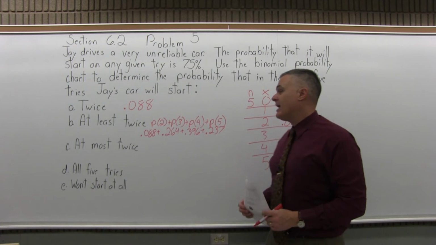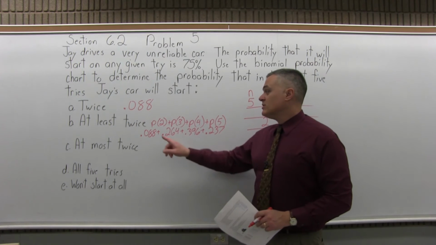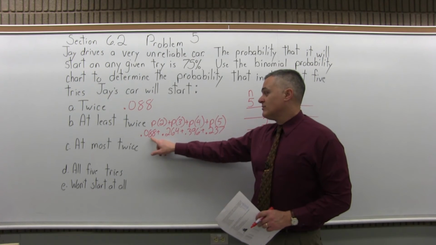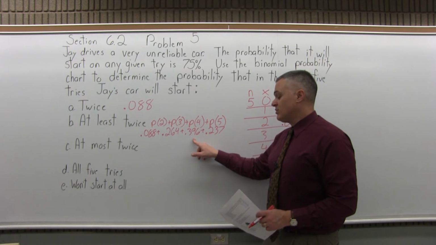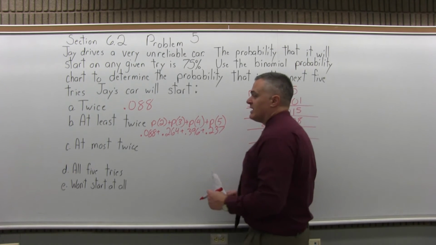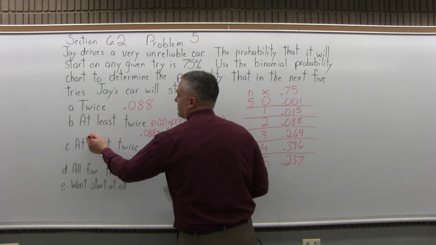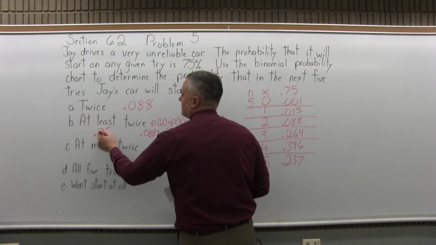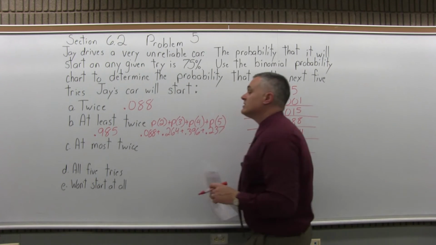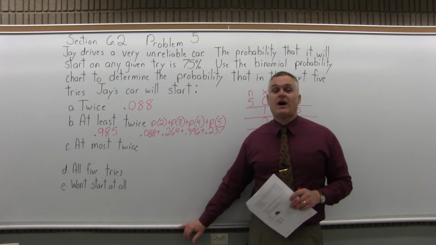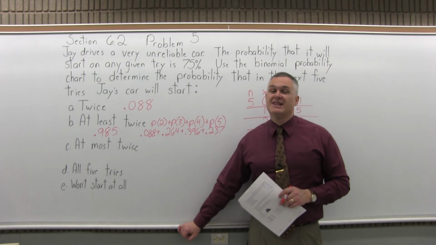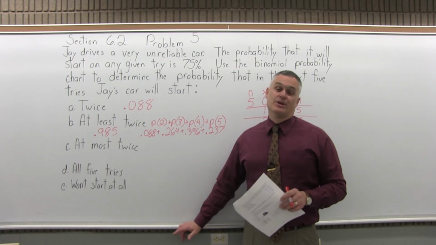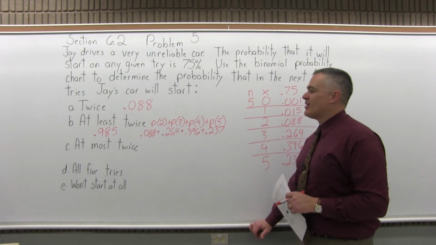So now to get the final answer, what I have to do is add 0.088 plus 0.264 plus 0.396 plus 0.237. And if you add all those up, and you can add them up with a calculator, the answer comes out to 0.985, almost a 99% probability. So most likely it's going to start at least twice. You really want it to start all the time. That's a desirable feature in a car.